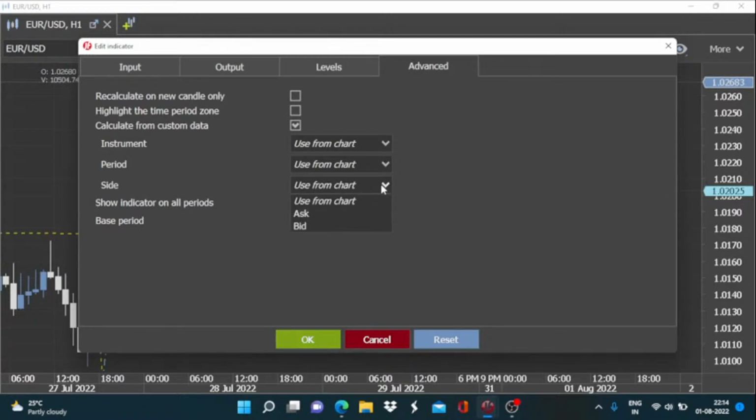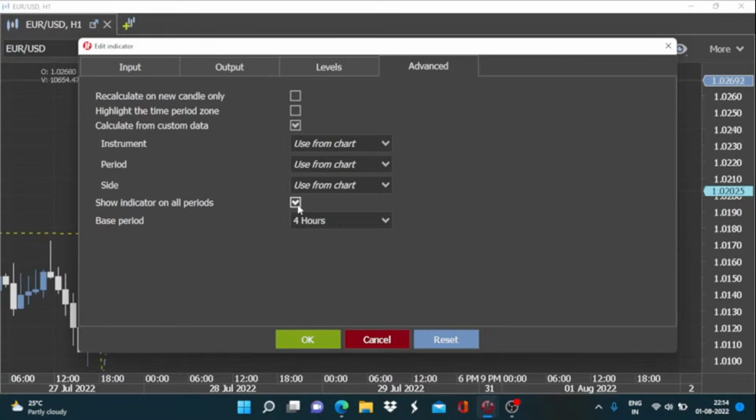The side can also be defined. It can be anything, ask side, bid side, depending on how you are using these prices for the plotting of this indicator. You can keep it fixed or you can simply keep it from the chart. Anything will work. Show indicator on all periods. If this is checked, then we will have the indicators being plotted on all periods of consideration. When I change, say for example, from hourly to half an hourly, the plotting for this indicator will appear there.